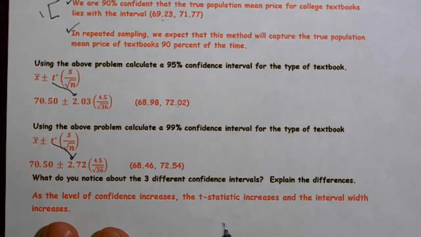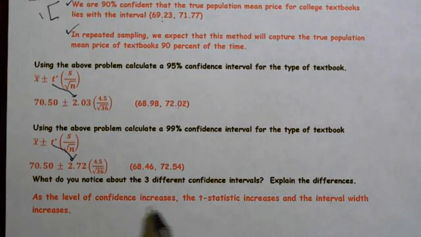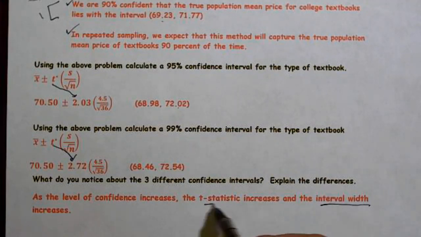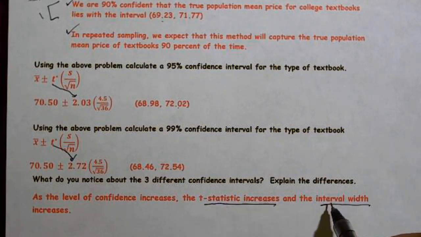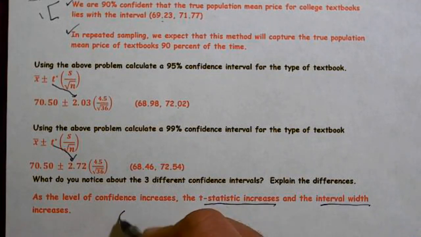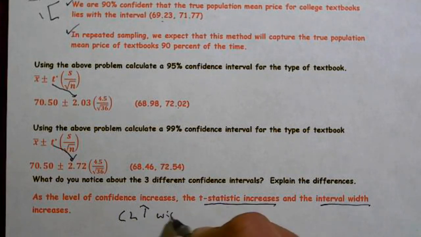So what do you notice about the 3 confidence levels? Explain the difference. As the level of confidence increases, the T statistic increases and the interval width increases. All right. So the T statistic increases and the interval width increases. Most important part is to know that the interval width increases as the confidence level increases. So as the confidence level goes up, the width also goes up. All right.